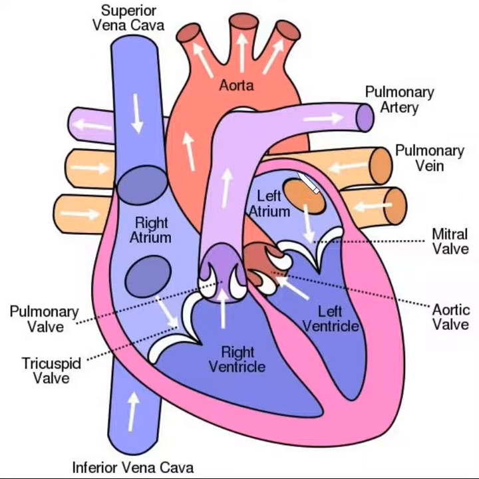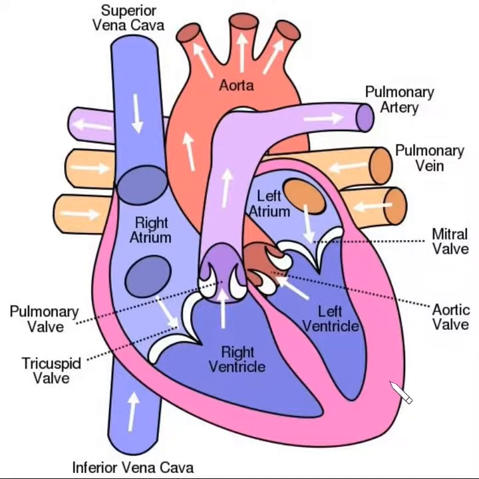Hello students. Now in this video we will learn about the structure of human heart. So the human heart is situated almost in the middle line in the thoracic cavity between the lungs. Its lower conical part is tilted to the left.